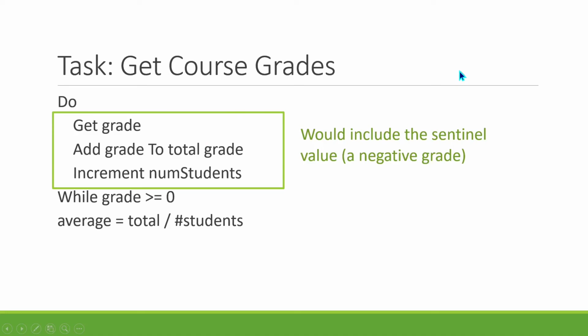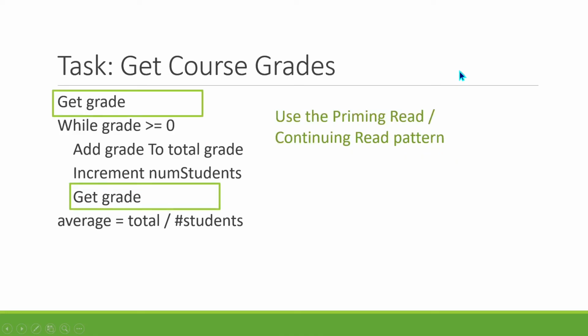So to avoid processing the sentinel value, what we can do is switch to a top checking loop that uses the priming read, continuing read pattern. What we'll do is we'll retrieve the first grade and then check to see if it's 0 or more. If it is, we'll add that grade to the total, and then we'll increment the number of students, and then we'll get a new grade. And then we'll loop back up to the top and we'll check and see if that new grade is greater than or equal to 0. If it is, we process it and then we repeat. At some point when the user enters a new grade and it's not greater than or equal to 0, we're then going to exit the loop.